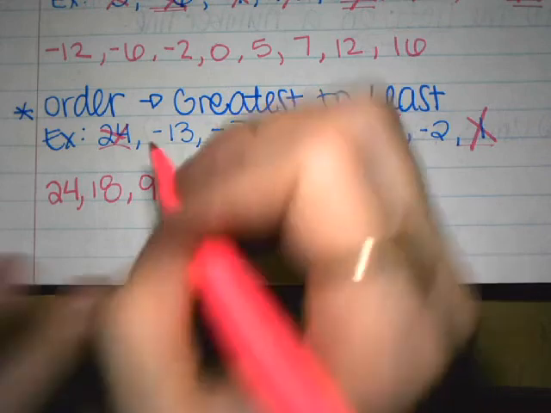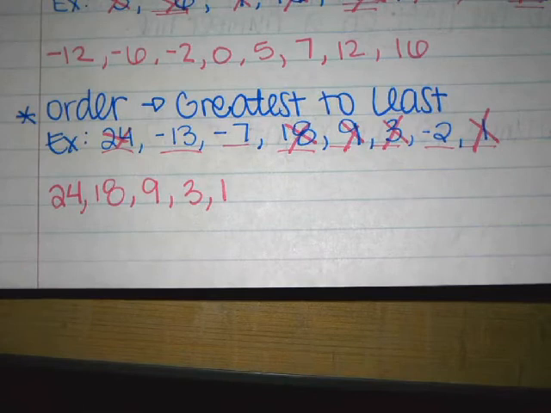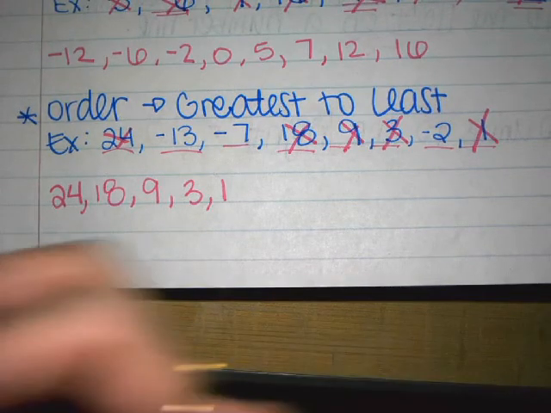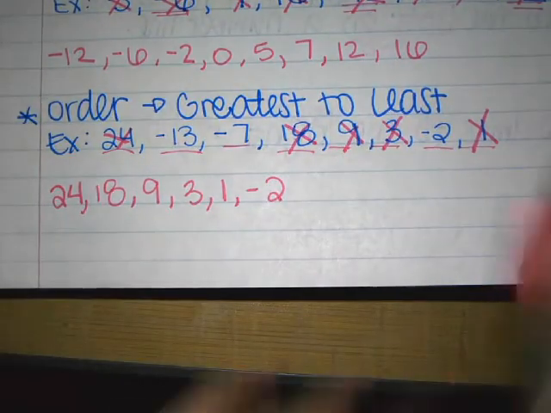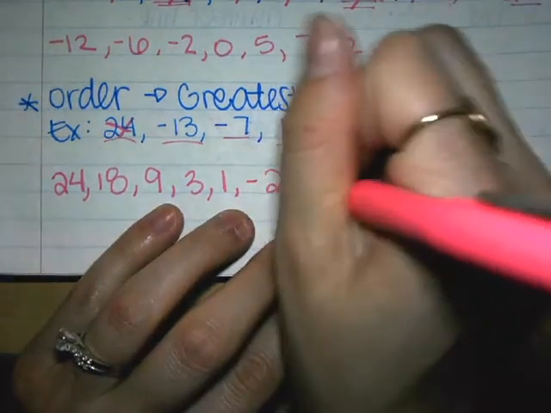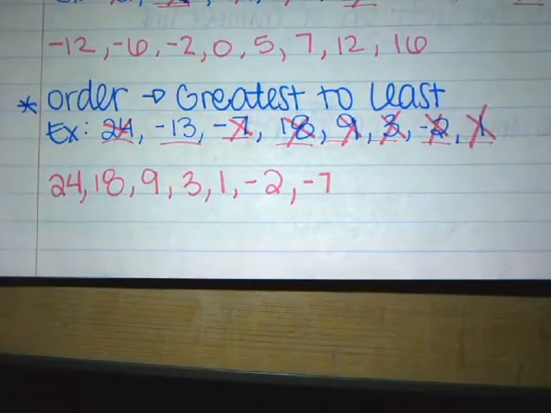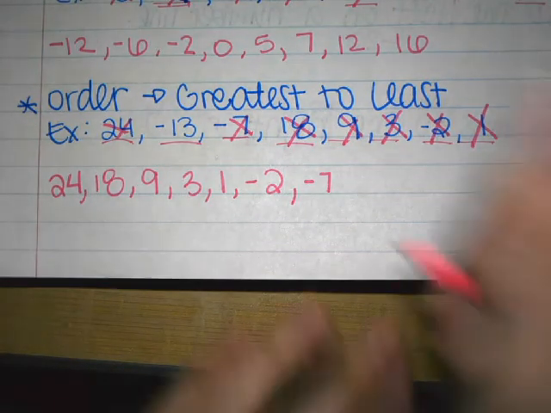This is the tricky part. Out of negative 13, negative 7, and negative 2, what is the largest number of all of my negatives? Negative 2. Negative 2 is the largest because it is closest to 0 on a number line. So I'm going to write negative 2 first. What is the next number that is closest to 0 on a number line? Negative 7. So I write negative 7. And then what's the number that comes after that? Negative 13.